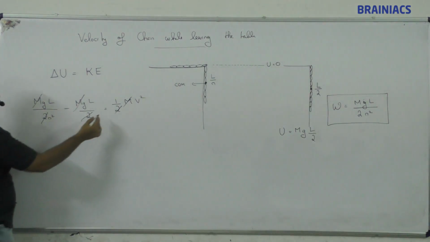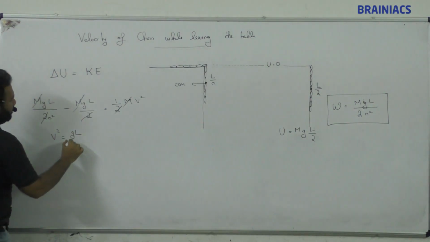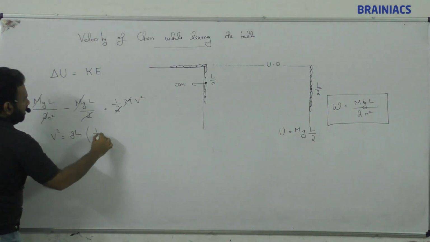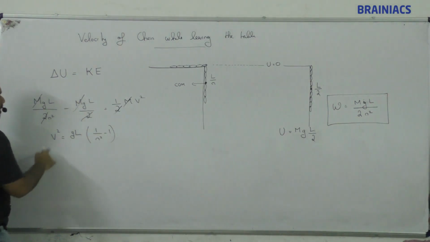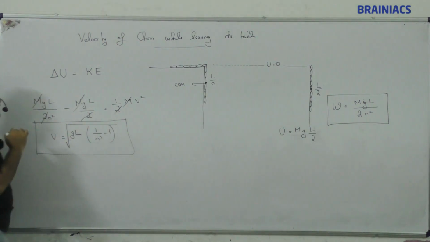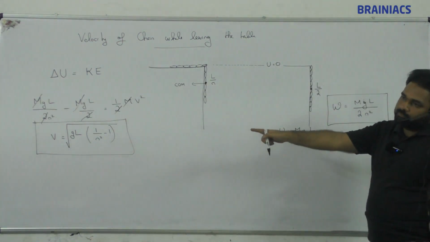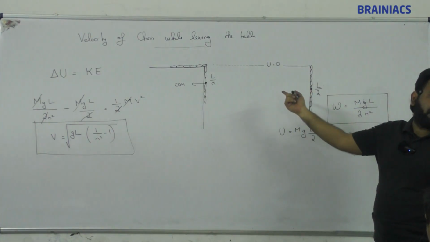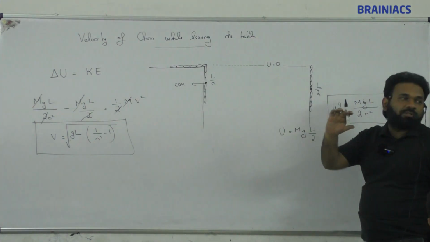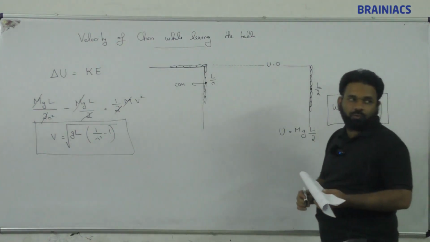So this is going to be what? V square is equal to gL, into 1 by n square minus 1. If we take the root, this will be the velocity with which the chain is going to come down. What is that n? The initial position, a fraction of L will be hanging. So L by how much? That number you can give there. Clear? Understood?